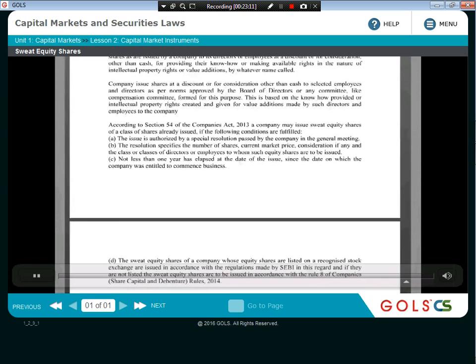Section 54 Companies Act. Company may issue sweat equity shares if the following conditions are fulfilled. So there are A, B, C, D. I am sure you won't have a problem remembering these four things.